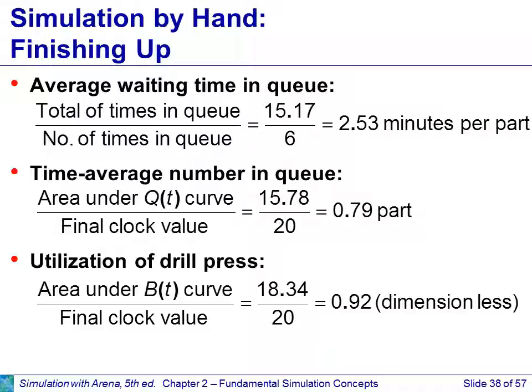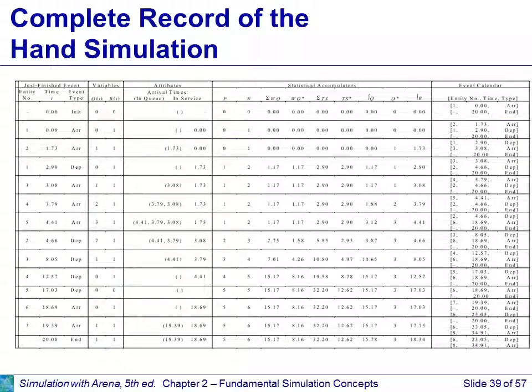And then we can get the utilization of the drill press, the utilization of the machine, as the area under BT divided by the final clock value. We got our area under BT as 18.34, and we divided by 20, and this is 0.92. And that's dimensionless because it's utilization. Typically, utilization should be between 0 and 1. So you can see this is pretty close to 1, 0.92, a pretty high utilization of the machine.